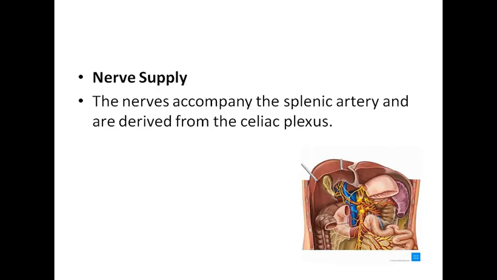The nerve supply is via the celiac plexus, which accompanies the whole course of the splenic artery.